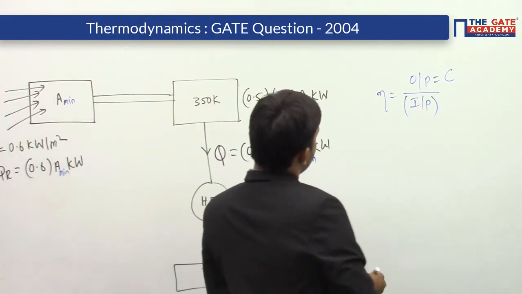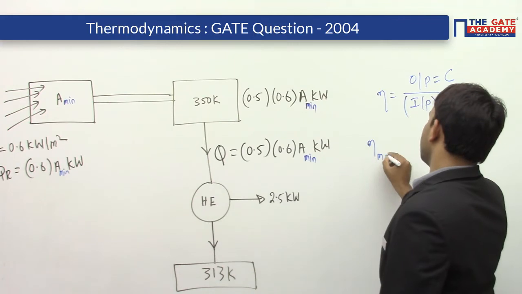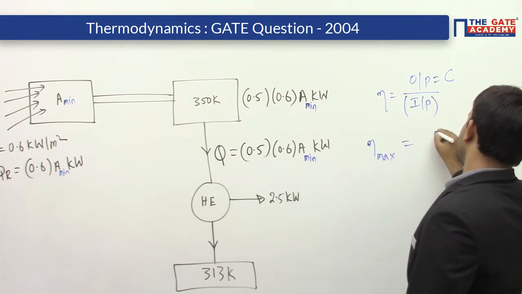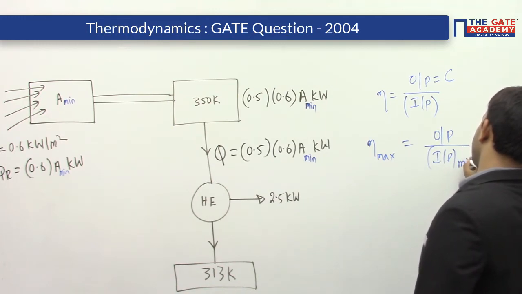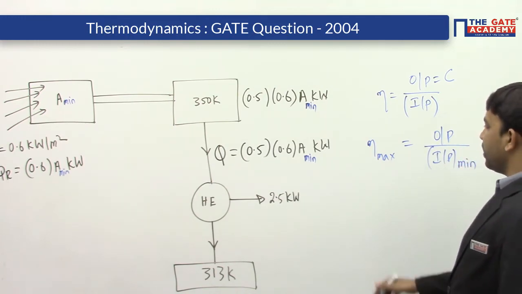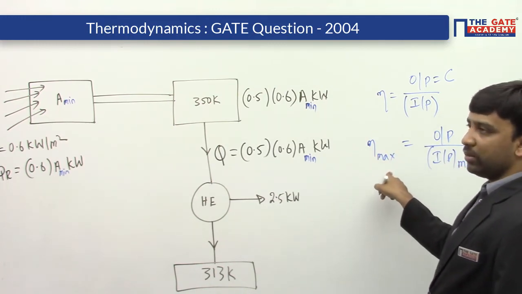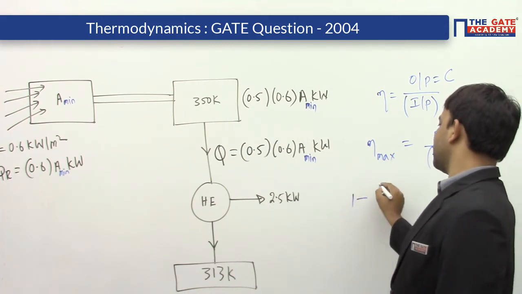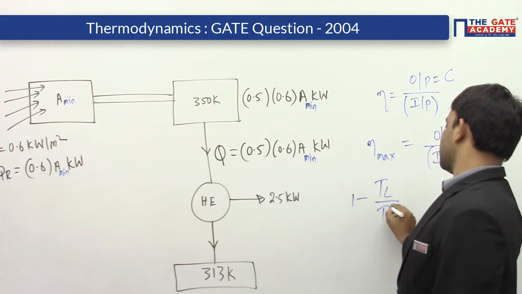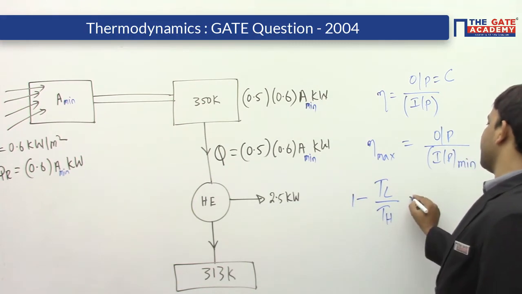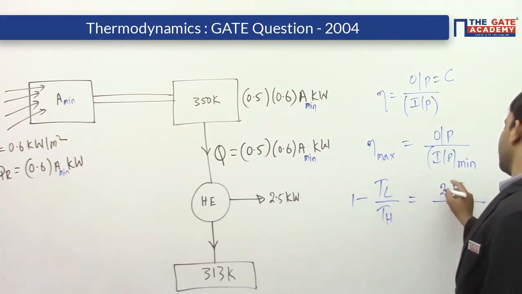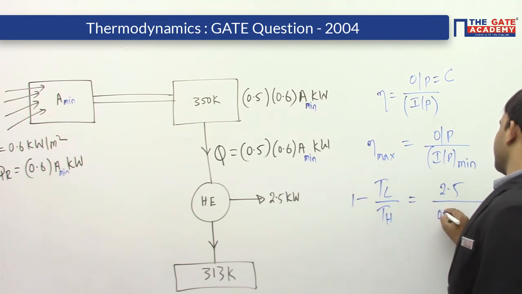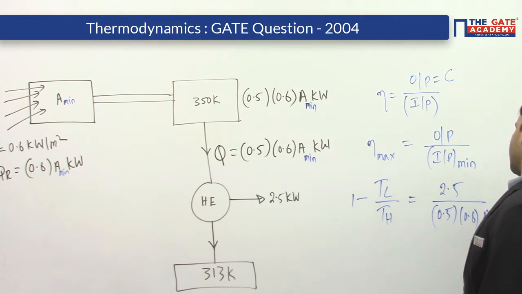So if I take an engine whose efficiency is maximum, then for the given output the input required will be minimum. The efficiency of the Carnot engine is 1 minus T lower divided by T higher. This is output to that of input. The output power is 2.5 kilowatt and this is the input power. The minimum input power corresponds to the minimum area.